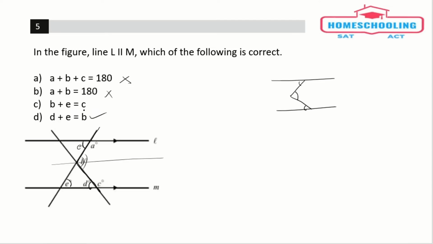Similarly, B plus E is equal to C. There is no such correlation, so this would also be incorrect. So this is correct. You have to remember this. A lot of questions have been asked from this. I have proved this in part 2 of lines and angle, question number 15. You can go there and watch how I have proved the sum of these two angles is equal to this central interior angle.